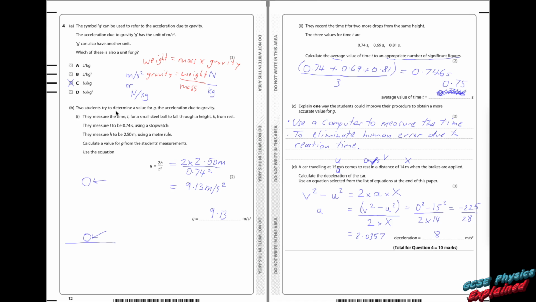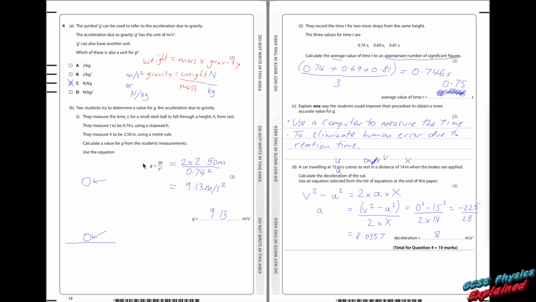Part B. Two students try to determine a value for g, the acceleration due to gravity. They measure the time t for a small steel ball to fall through a height h from rest. They measure t to be 0.74 seconds using a stopwatch. They measure h to be 2.5 metres using a metre rule. Calculate a value for g from the students' measurements. Use the equation g equals 2h over t squared.